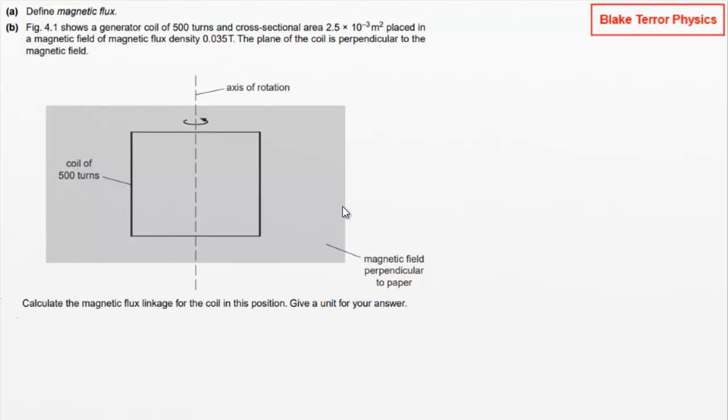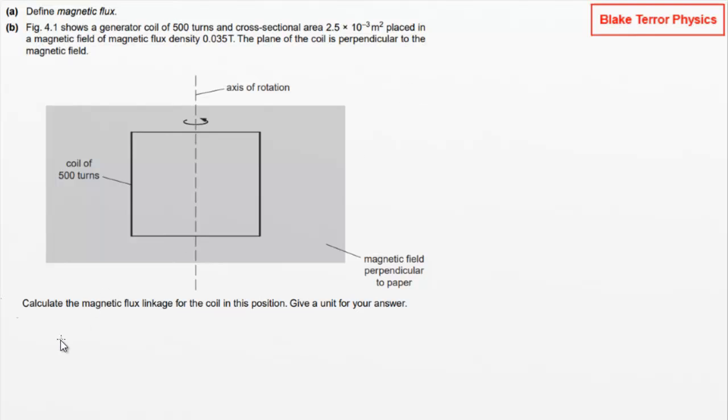Part B, figure 4.1 shows a generator coil of 500 turns, with that cross-sectional area, there's the magnetic flux density, and the plane of the coil is perpendicular to the magnetic field. Calculate the magnetic flux linkage for the coil in this position. Right, so they haven't started rotating it yet. They've just put it there.